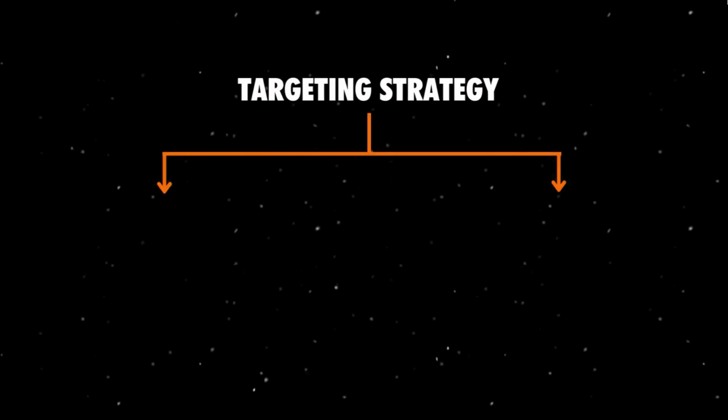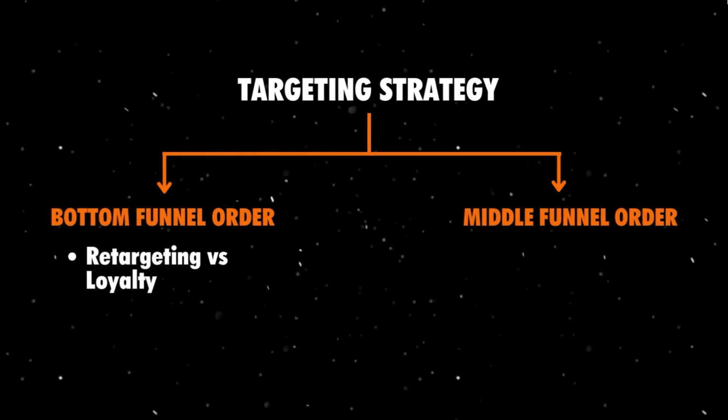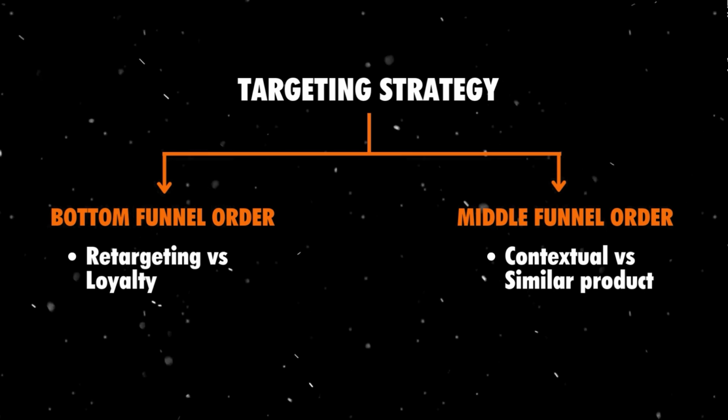But what really does matter is making sure that they're separated by targeting strategy. So within, let's say, a bottom funnel order, retargeting versus loyalty. In a mid funnel order, contextual versus similar products. You want to make sure the line items are broken out by targeting strategy.